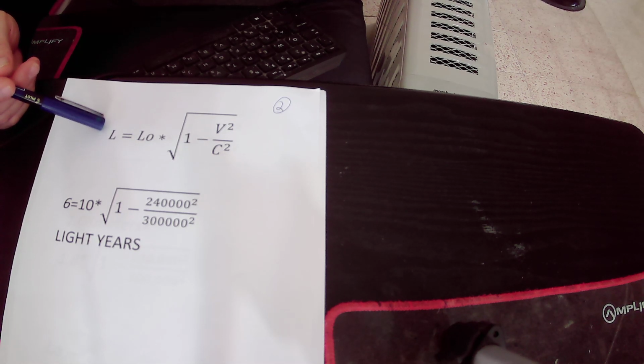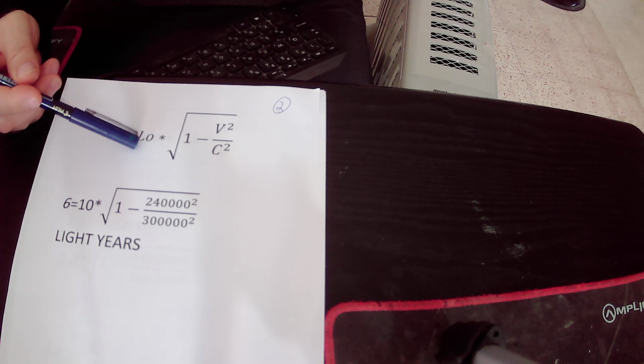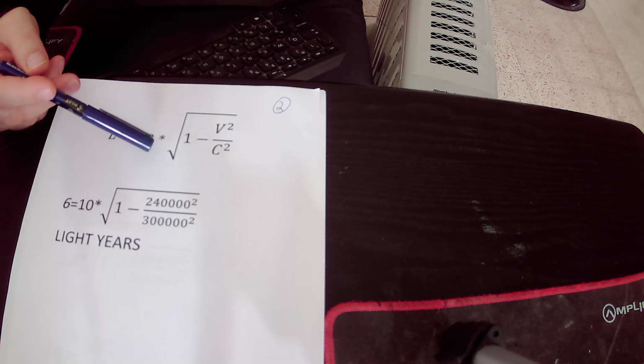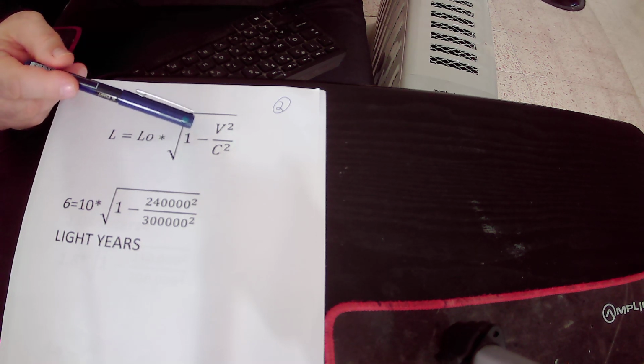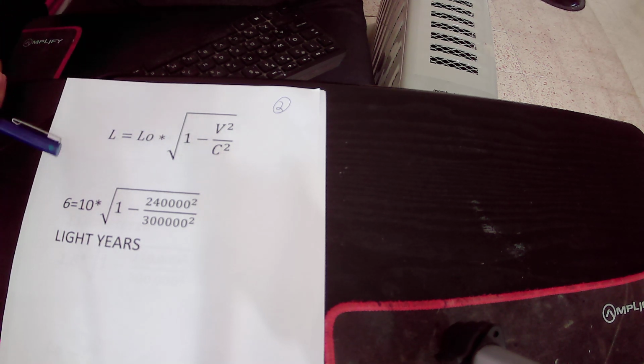So L is the distance between two objects in space when one of the objects is moving towards the other object at very high speed. And L naught is the distance between the two objects when they are not moving relative to each other. And we multiply it by the root of 1 minus v squared divided by c squared.